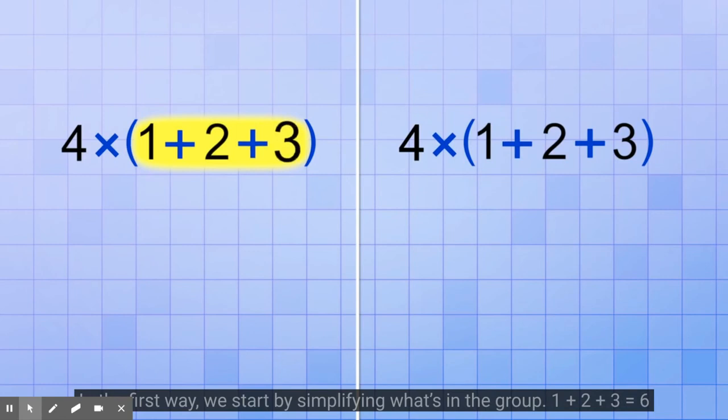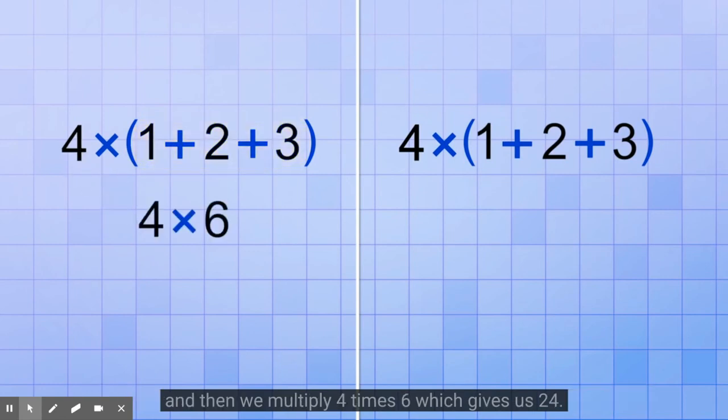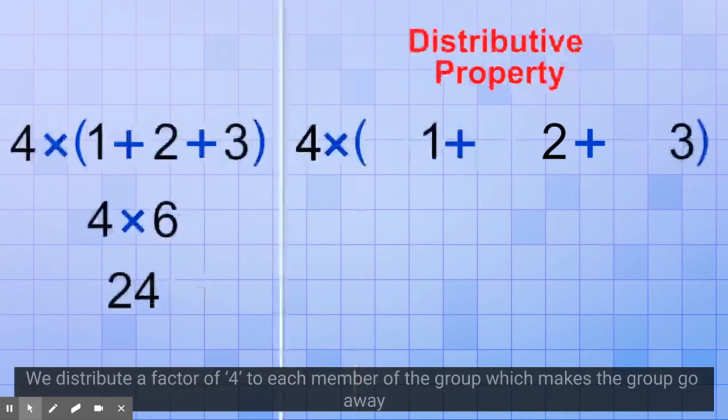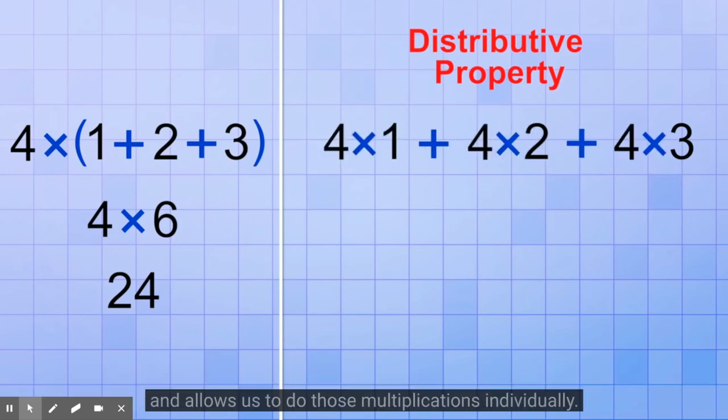1 plus 2 plus 3 equals 6. And then we multiply 4 times 6, which gives us 24. Now, let's use the distributive property. We distribute a factor of 4 to each member of the group, which makes the group go away and allows us to do those multiplications individually.